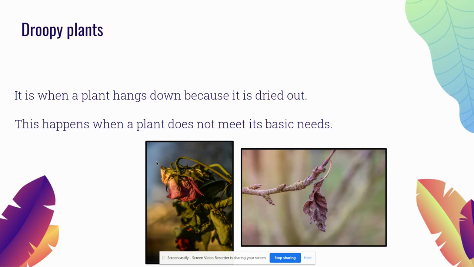Okay, so droopy plant. I think we've all seen droopy plants. It is when a plant hangs down because it's dried out. So here you have two pictures of droopy plants. This happens when a plant does not meet its basic needs. When the plant is all droopy, tilted down, it's because it didn't meet its basic needs. Either it didn't have any water, it didn't have air, or it didn't have sunlight. So it wasn't meeting its basic needs in order to be healthy, and that's why you have droopy plants.